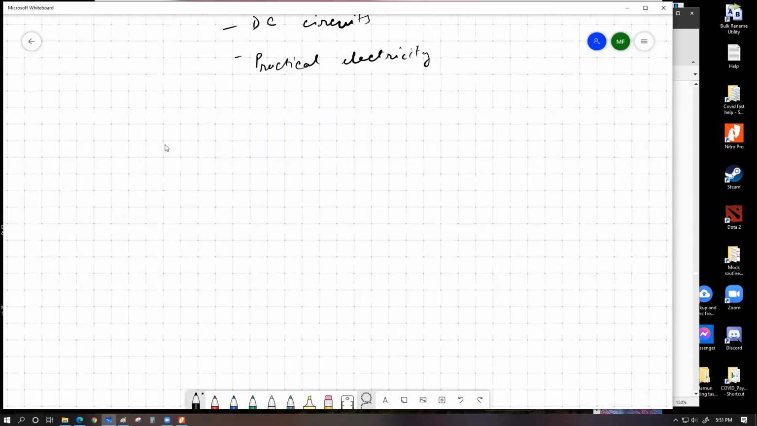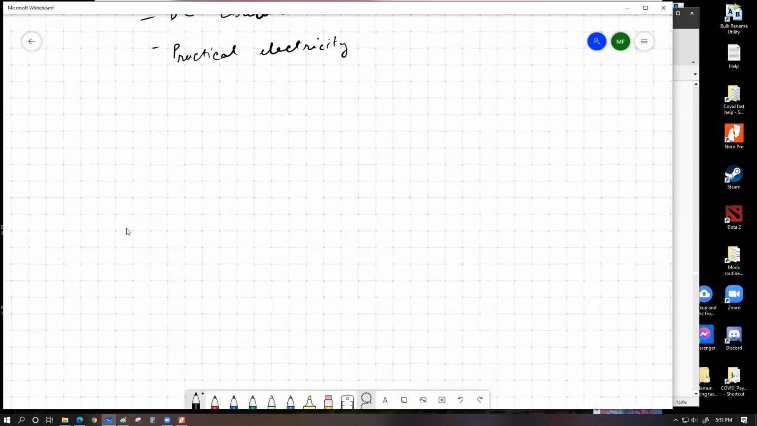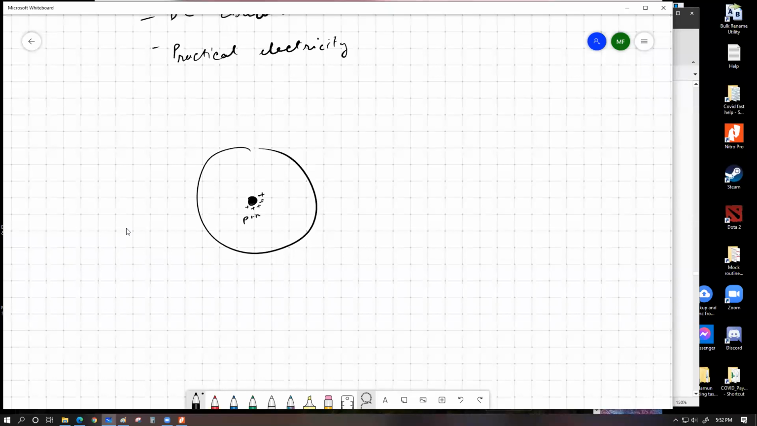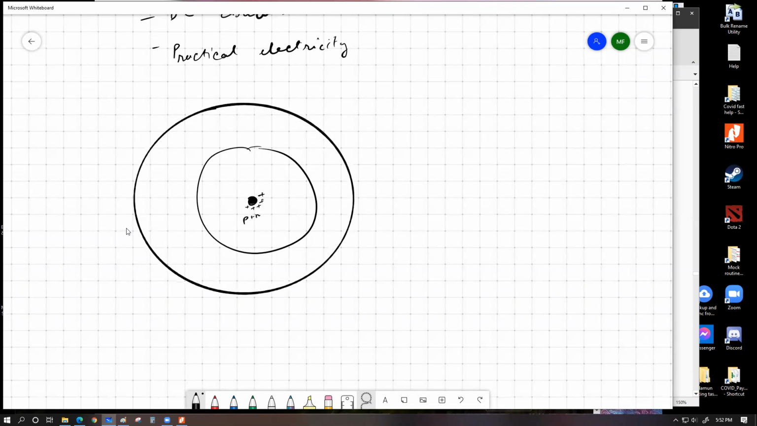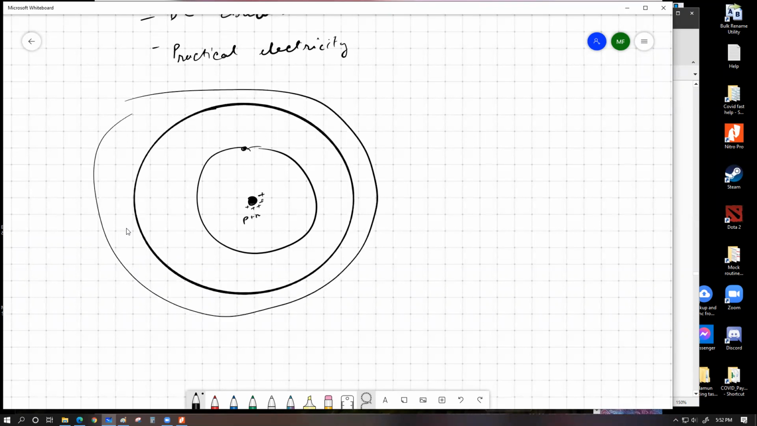The first thing that we have to understand is the way we know the atom is made: at the center we have a small, heavy, dense, highly positively charged object. We call this the nucleus. It is made up of protons and neutrons. And outside the nucleus, in spherical or elliptical orbits, we have electrons.